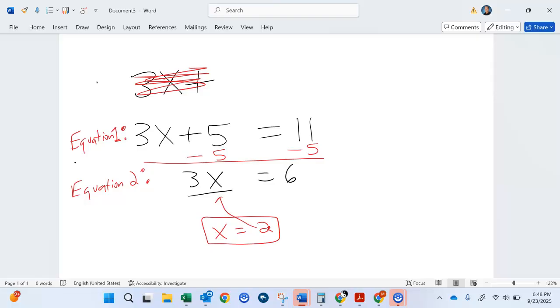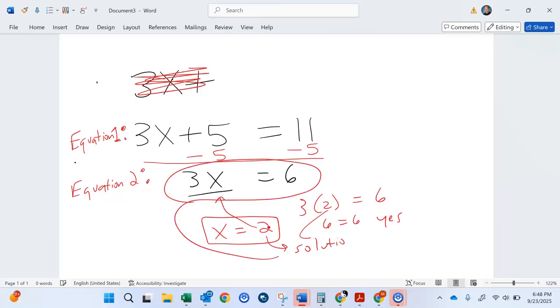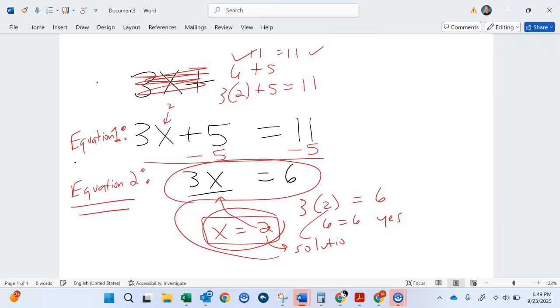Well, if I take this 2 and I put it right there, I get 3 times 2 is equal to 6. So that's 6 equals 6, yes. So that means 2 is a solution for this equation right here, equation number 2. And if I also put it right here, 2 right there, I'd have 3 times 2 plus 5. Is that equal to 11? Well, this would be 6 plus 5. This would be 11. So yes, 11 is equal to 11. And I end up having another equation where the solution is 2 in the second equation and the first equation.